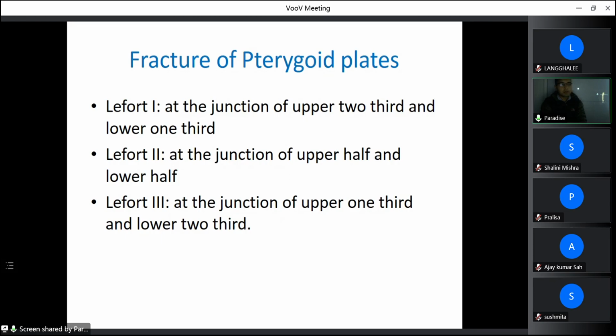We have to remember this because the pterygoid plate is fractured in all Lefort 1, 2 and 3 fractures, but it fractures at different levels. In case of Lefort 1 fracture, it is at the lower level. In Lefort 2 fracture, it is in the middle region. In Lefort 3 fracture, it fractures at the upper level. So Lefort 1 level, it fractures at the junction of lower 1/3 and upper 2/3. In the Lefort 2 fracture, it fractures at the junction of upper half and lower half. In Lefort 3 fractures, it fractures at the junction of upper 1/3 and lower 2/3.